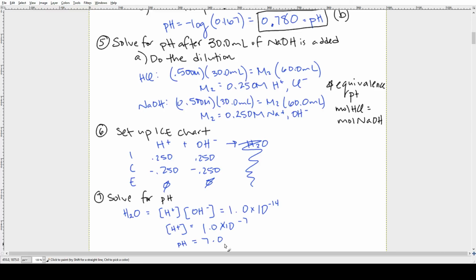How many sig figs do we have here? It depends on how many sig figs you say this has. I think usually we'd give 2 zeros after that. So there's our pH.